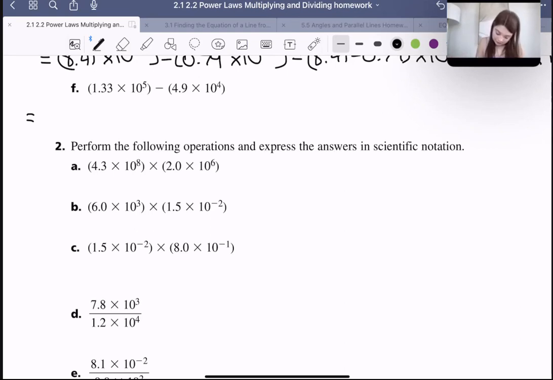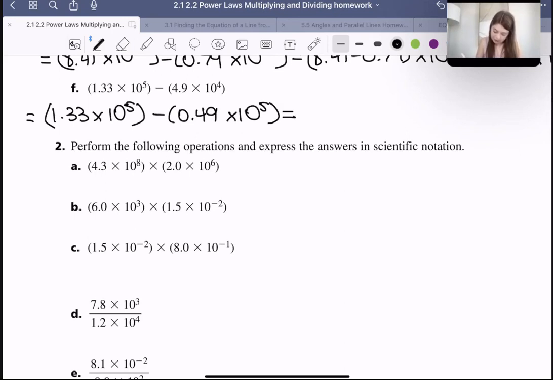So let's do it. We have 1.33 times 10 to the power of 5 minus, let's see, 0.49 times 10 to the power of 5. Then we'll do 1.33 minus 0.49 times 10 to the 5. And let's put that in. So that's 0.84 times 10 to the power of 5.